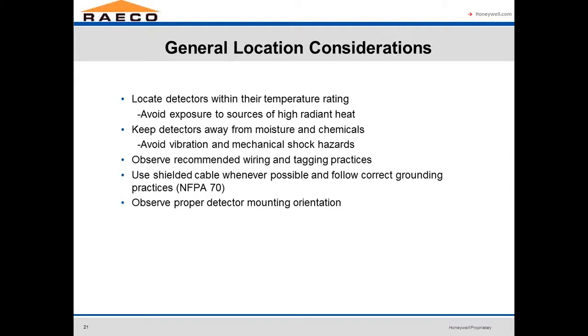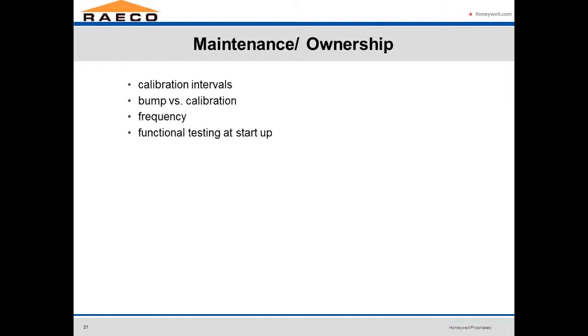Also, observe proper orientation. Again, manufacturers suggest how to locate these things and how to orient them. Typically with electrochemical cells, the cell is facing downward so nothing gets caught on the top of the sensor. You want to keep them clean. Same with infrared point sensors as well.